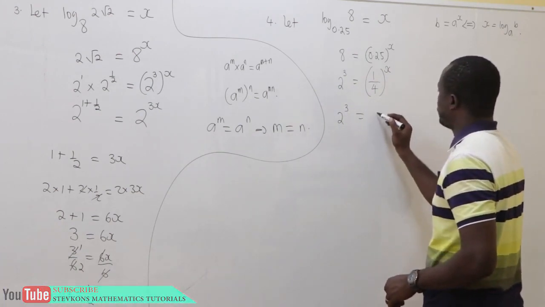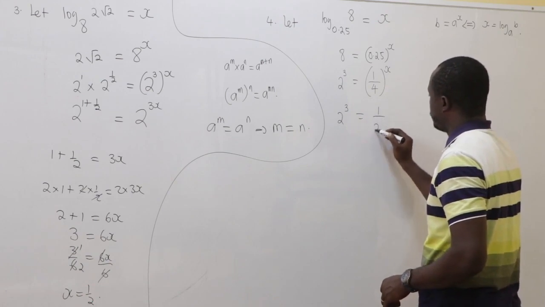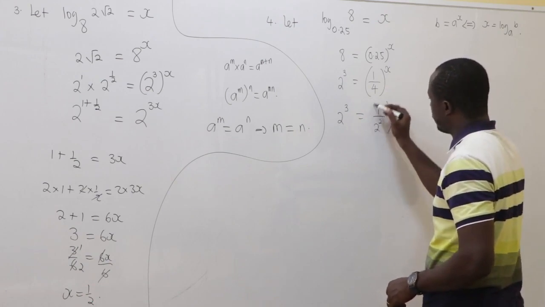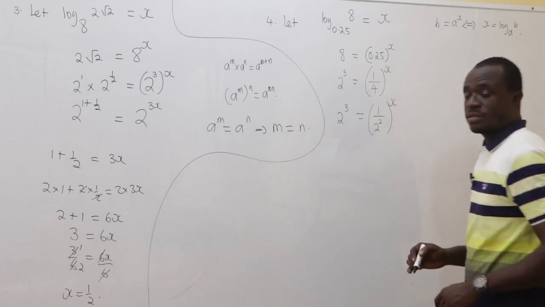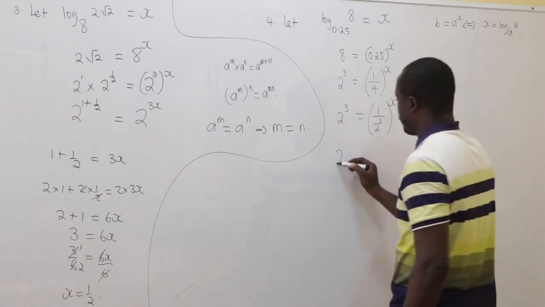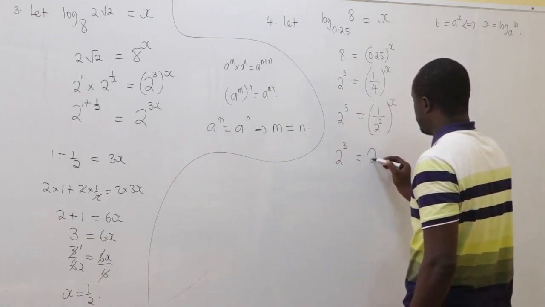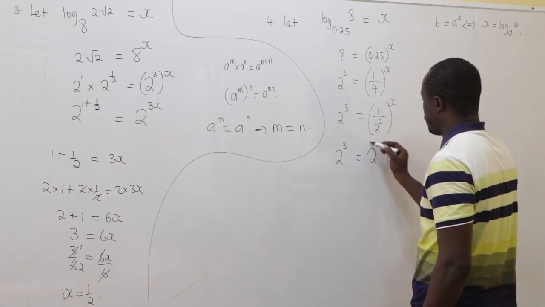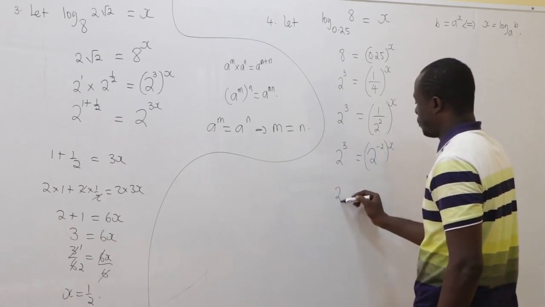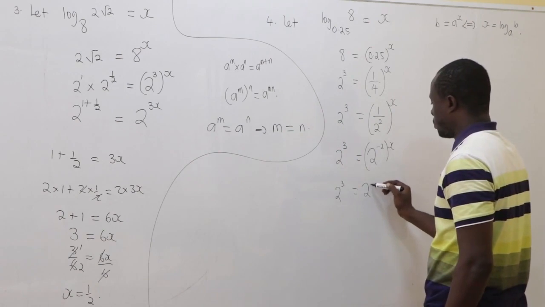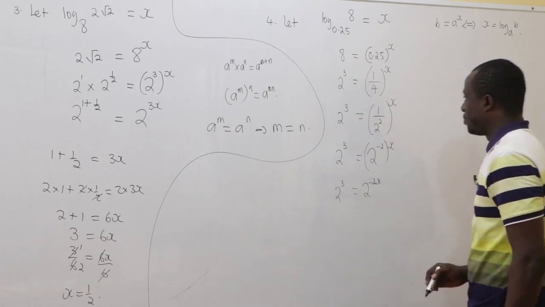Now, 1 over 4 is the same as what? 1 over 2 to the power 2. And then we have x here. Making the base the same, we have 2 to the power 3 equal to 2 to the power negative 2. And then we have x, we have 2 to the power 3 equal to 2 to the power negative 2x.